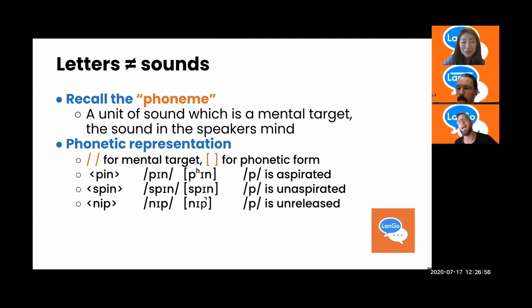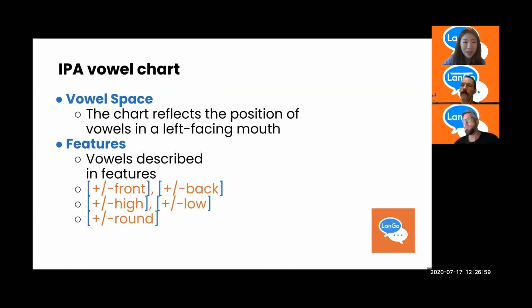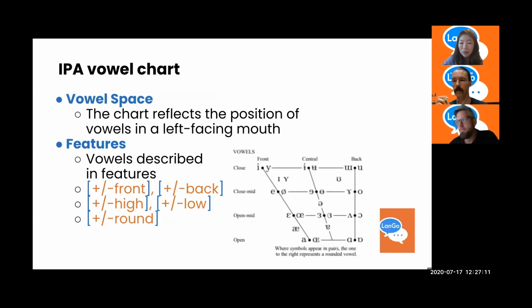All right, so now we're going to look at the IPA vowel chart. When we look at the vowel chart, we're looking at a series of features bundled together. The chart reflects the position of vowels in a left-facing mouth. In linguistics, many IPA charts are represented this way, essentially looking at a mouth facing left. So if you looked at the side of somebody, the right side would be the back of their head, and the left side would be the front of their head. This is true for the consonant chart too. Forward is the same for vowels and consonants: the front is on the left in the chart. Typically, consonants will be arranged by place from lips to glottis.